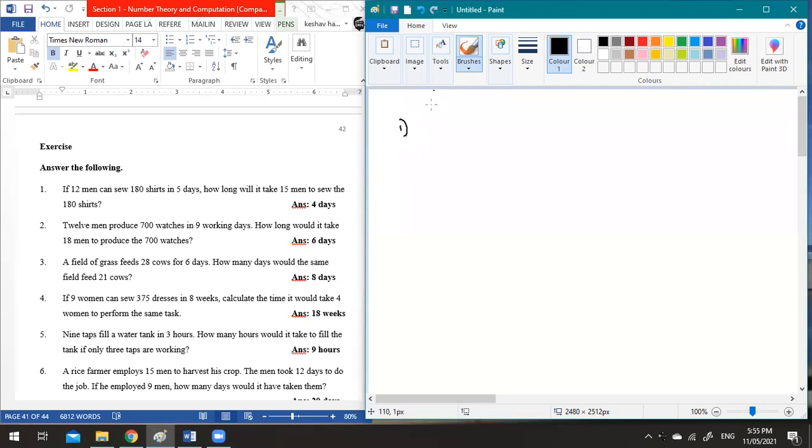So number 1, 12 men sew 180 shirts in 5 days. How long will it take 15 men to sew the 180 shirts? So 12 men equal 5 days. So we could set up the inverse proportion because the number of men will be inversely proportional to the number of days. So 12 equals the k amount over 5. You want to get the value of k, which is the scale factor. So 12 by 5 is equal to k, which is 60.